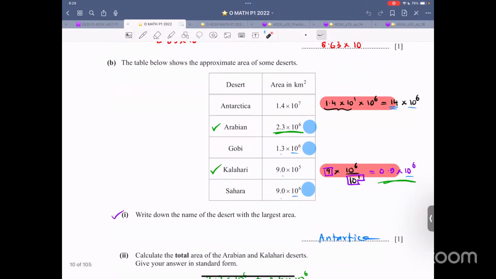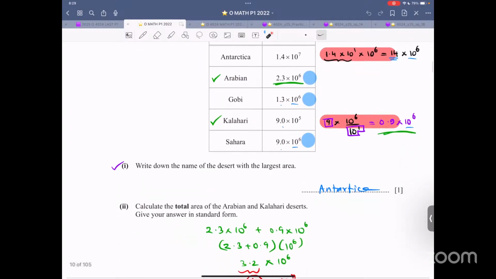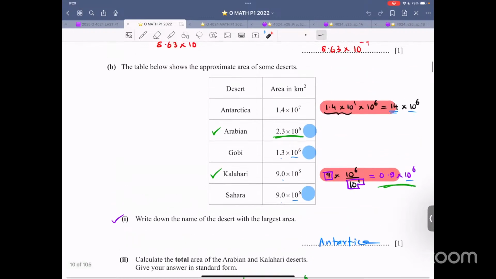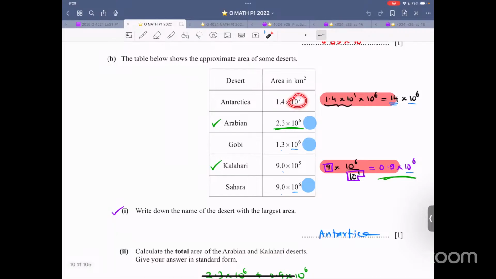The table below shows the approximate areas of some deserts: Antarctica, Arabian, Gobi, Kalahari, and Sahara. So now, write down the name of the desert with the largest area. You can only decide once all these 10s have the same power. So what should we do? We have 10 power x, 10 power x, 10 power x, convert it into the same power. So 10 power 7, I wrote this thing as 10 power 1 into 10 power 6.